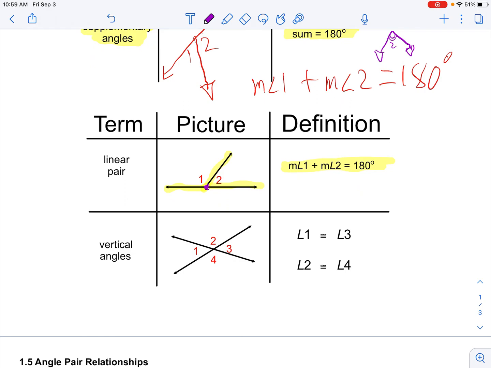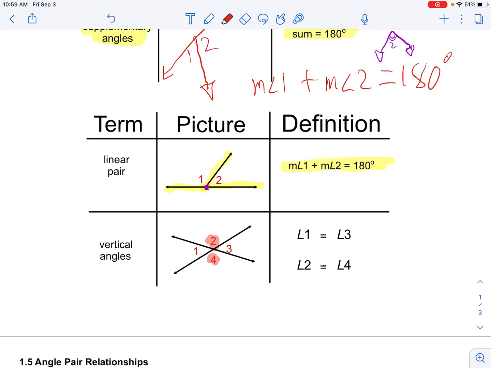Vertical angles are congruent. I want you to pause this video and say that 10 times. Vertical angles are congruent. So what does that mean? That means that angle 2 is the exact same angle as angle 4. Okay? They share a vertex and they cross each other.